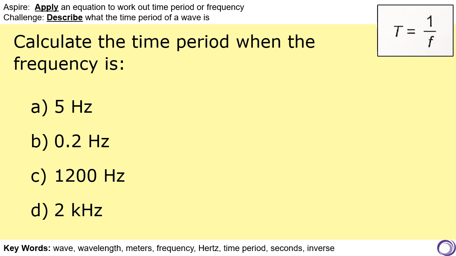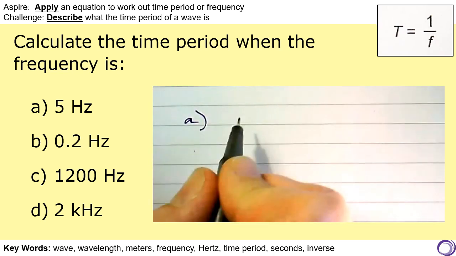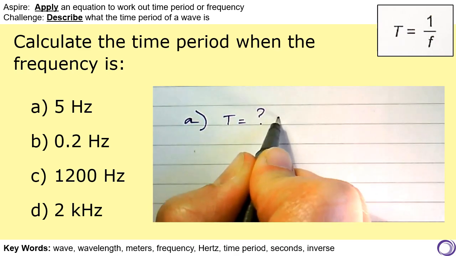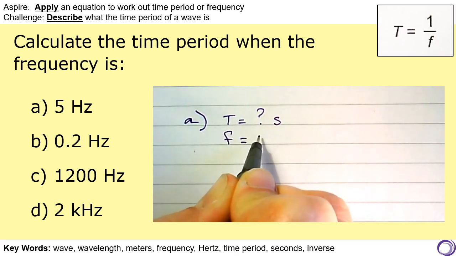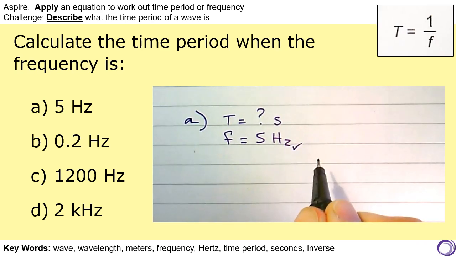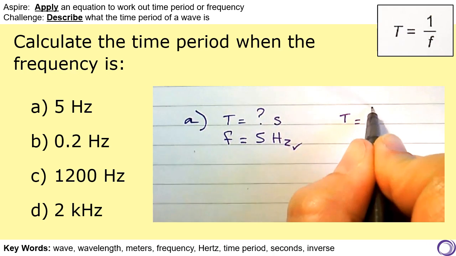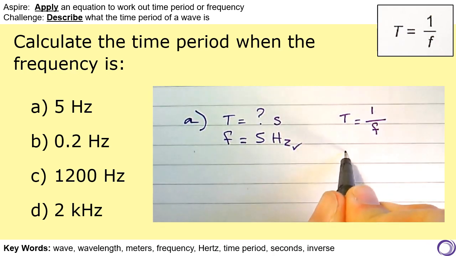Okay, let's see how you did. Grab a different coloured pen and let's correct these answers together. Okay, so in question A, we're being asked to find the time period. So that's our unknown, and the unit will be seconds. And the frequency that we've been given is 5 Hertz, which is the correct unit for frequency. So we write our equation, time period equals 1 divided by frequency. And let's substitute our numbers in.